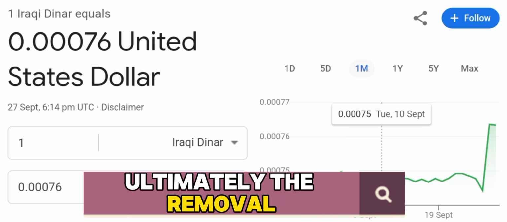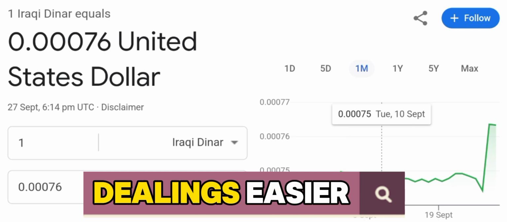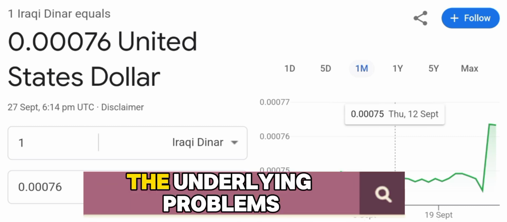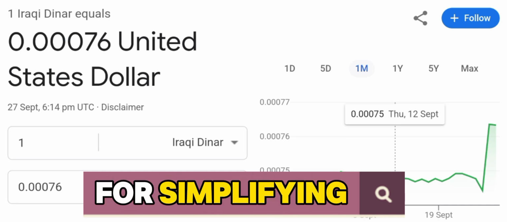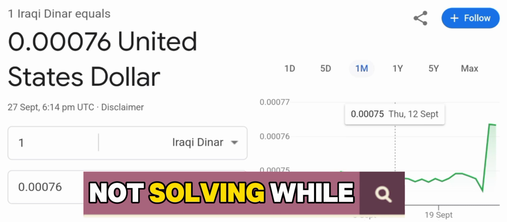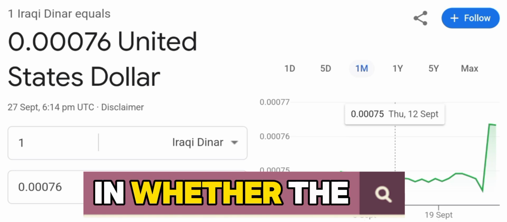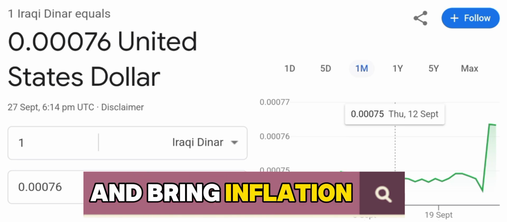Ultimately, the removal of zeros from Iraq's currency could make day-to-day financial dealings easier for both consumers and businesses, but it's not a solution to the underlying problems within the country's economy. It's a tool for simplifying, not solving. While it may help in certain ways, the true test will be in whether the Iraqi government can stabilize the currency's value and bring inflation under control.